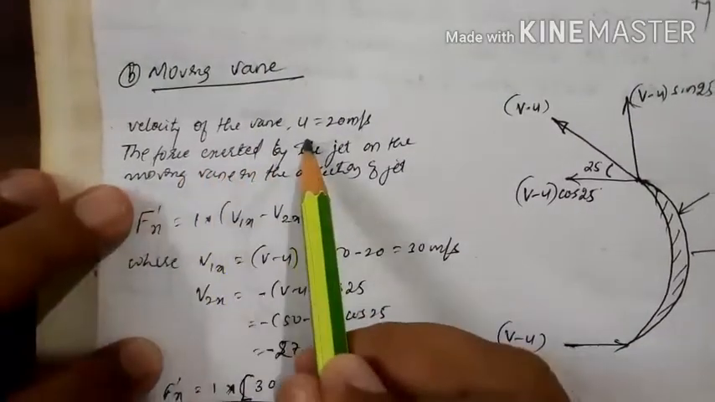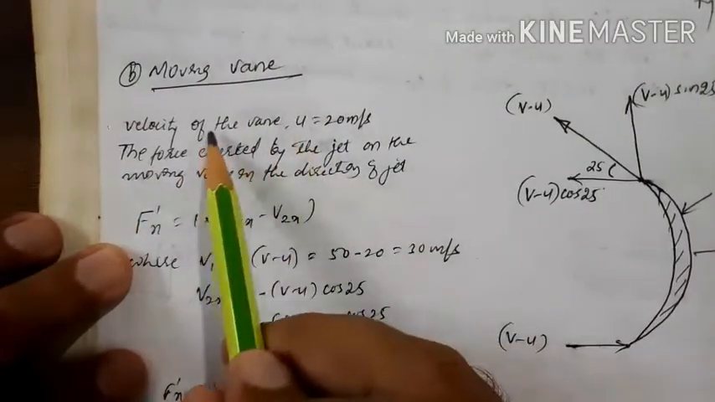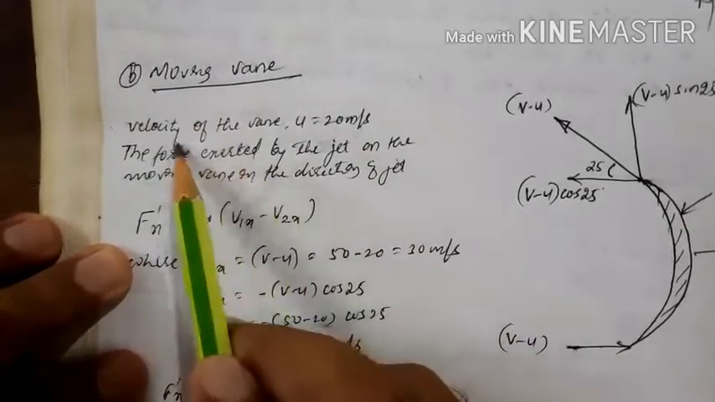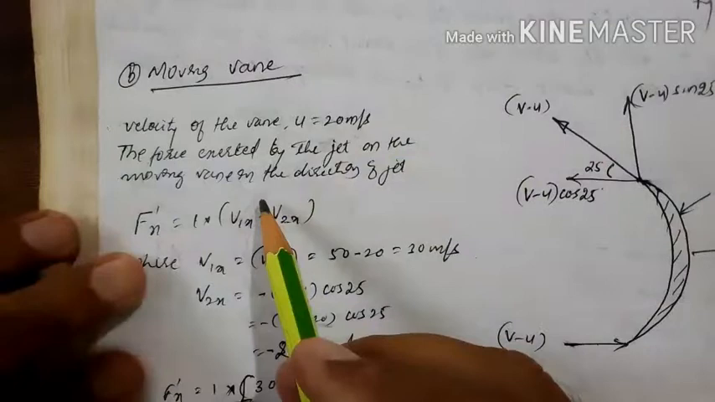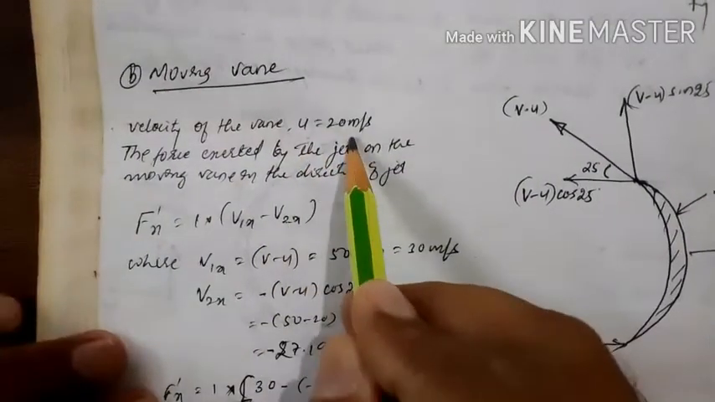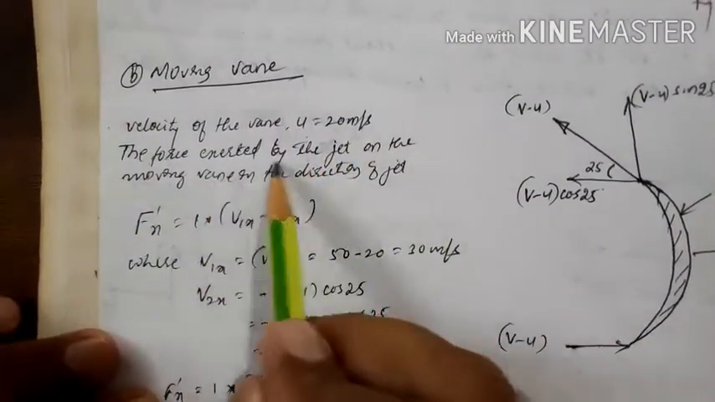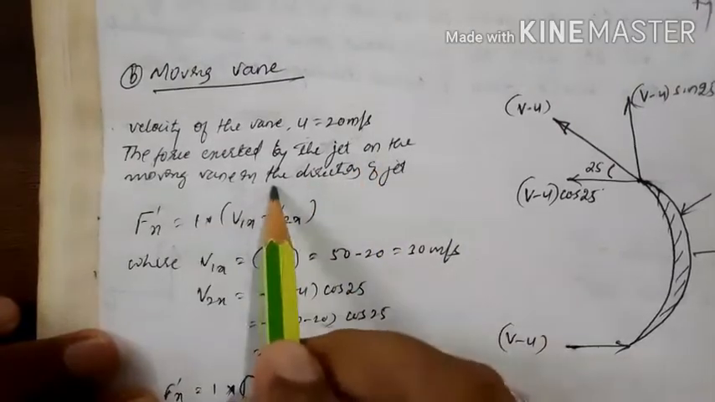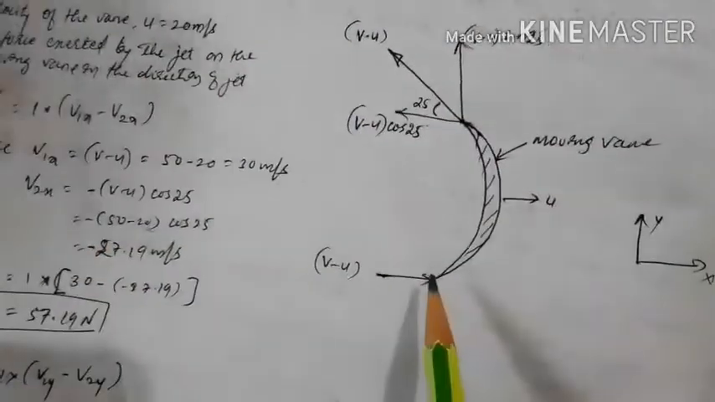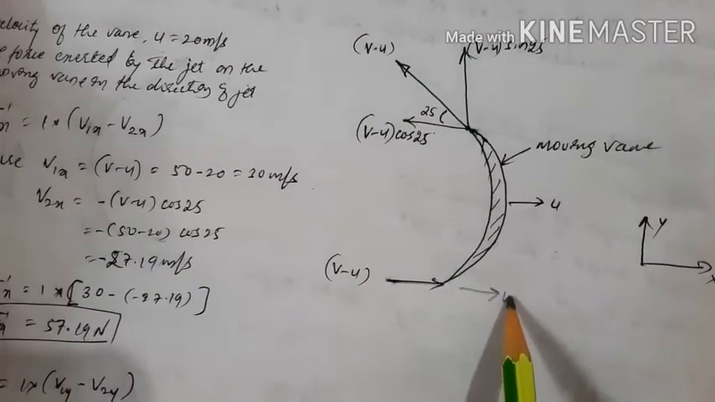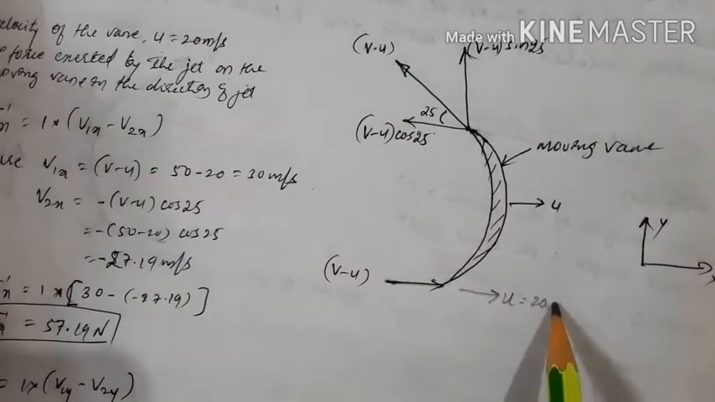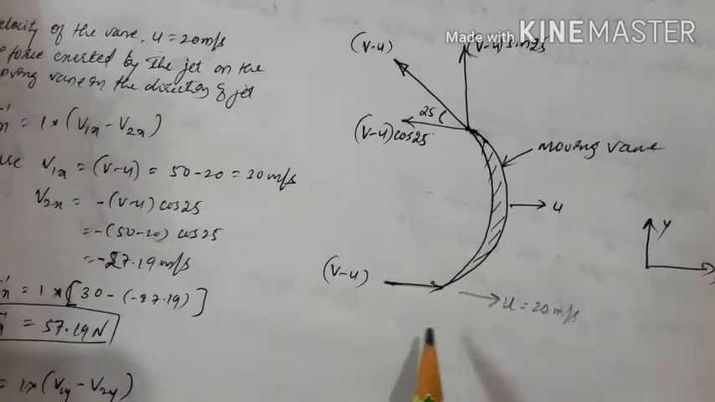So velocity of the vane u is given. So the previous case was the fixed case. Now the same velocity of the jet which is striking the vane, but the vane is moving with a velocity of 20 meter per second. Then the force exerted by the jet on the moving vane in the direction of jet. So here the same vane is to be taken, but this vane is moving with a velocity of 20 meter per second, that is the velocity of the vane.